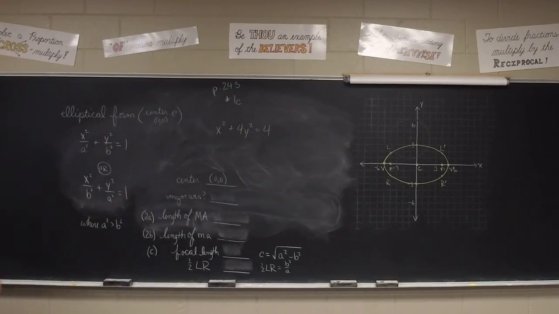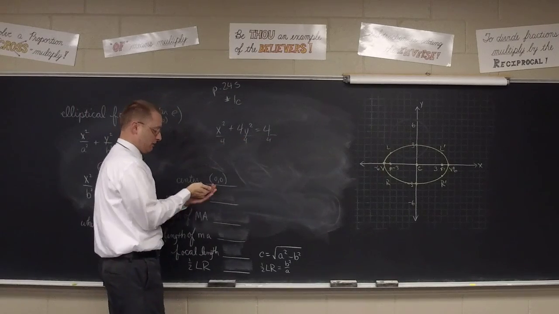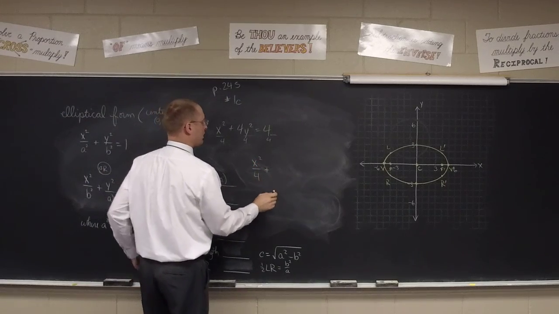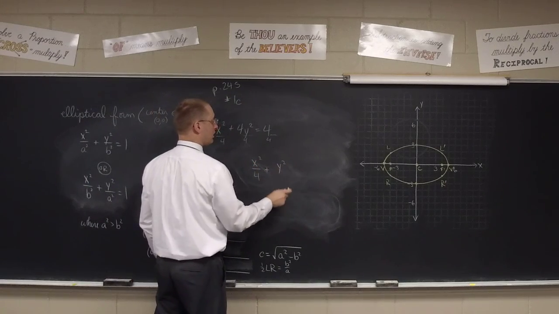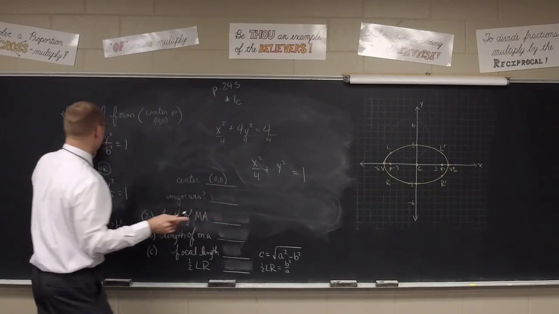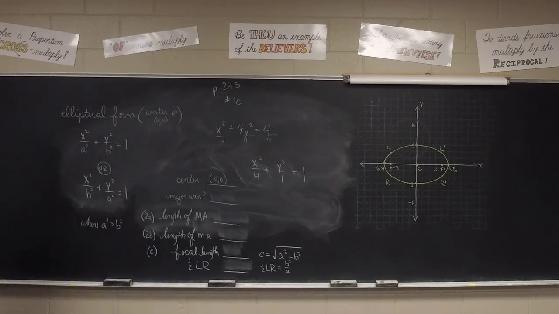The key to getting the elliptical form is to set the equation equal to 1. To do that, we need to divide everything by 4. And when I do, what does my equation become, Jade? X squared over 4 plus y squared equals 1. And for sake of the form, since I need a denominator, I'm going to go ahead and leave it over a 1. The center, again, for now is going to be at 0, 0.